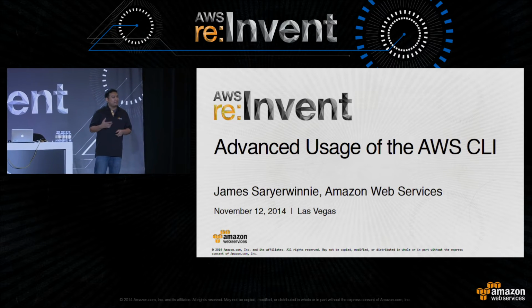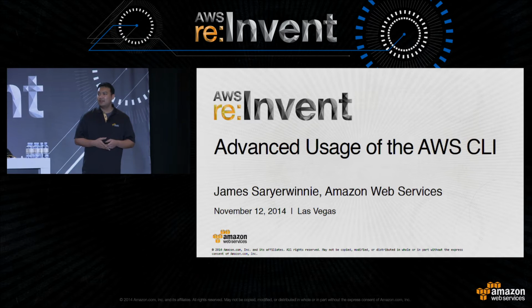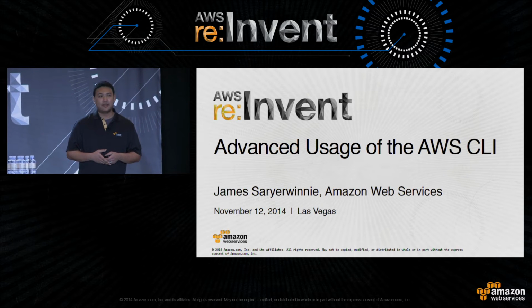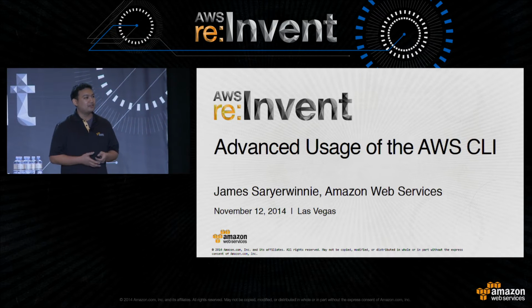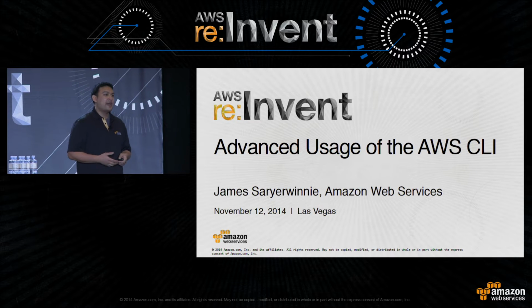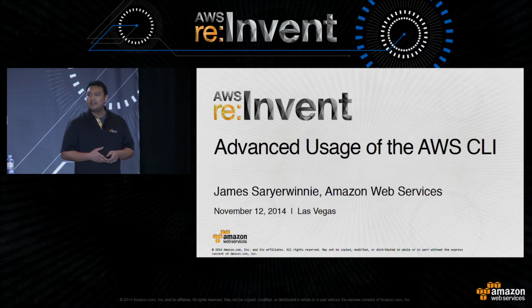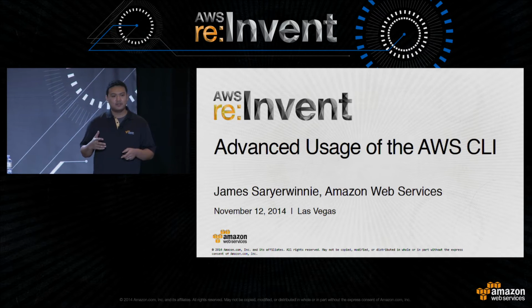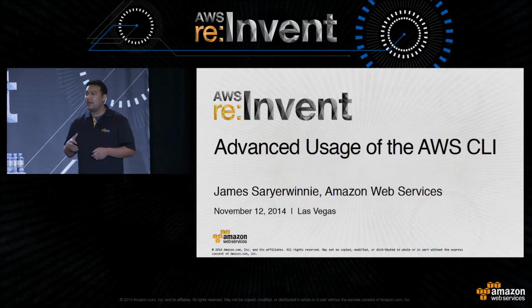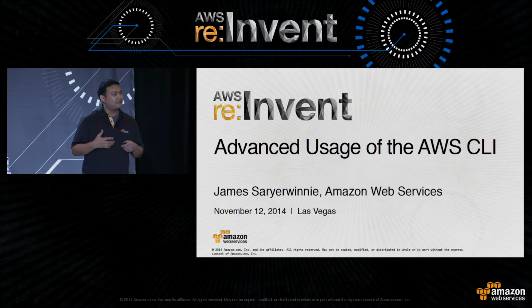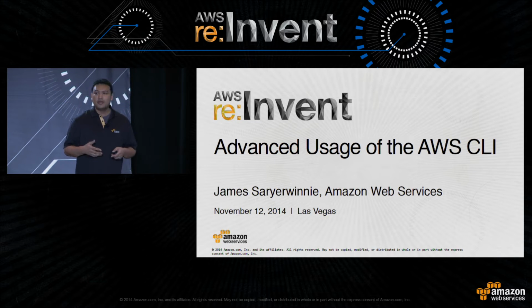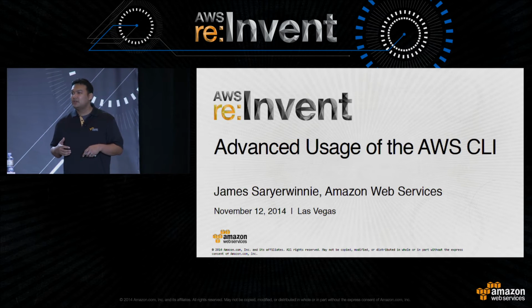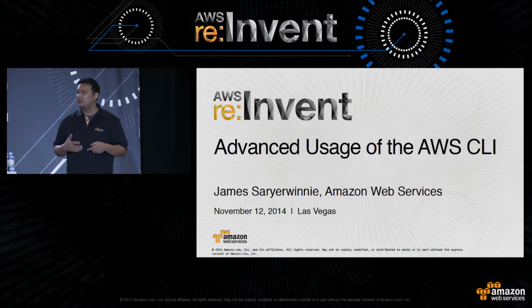I work on the Python SDK for AWS, as well as the AWS command line interface, which is what I'm going to be talking about today. So we're going to look at advanced usage of the AWS CLI, but more generally, we're going to try to get a well-rounded view of the AWS CLI. By advanced usage here, I don't just mean advanced features, though we will cover that, but I also mean we're going to try to look at common or core usage scenarios and really try to explore them.